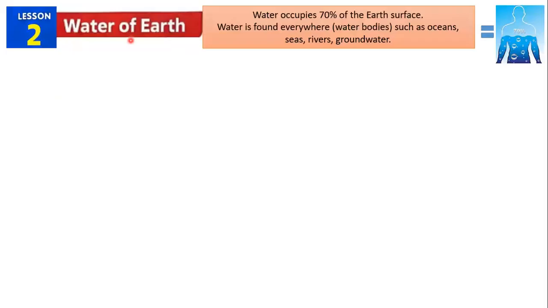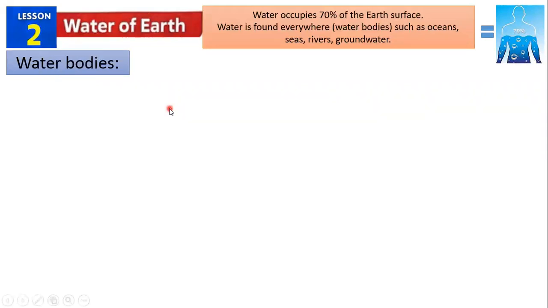Water of the earth. So water occupies 70% of the earth's surface. By the way, our bodies are formed of 70% water. So water forms 70% of our body. So water is found everywhere.